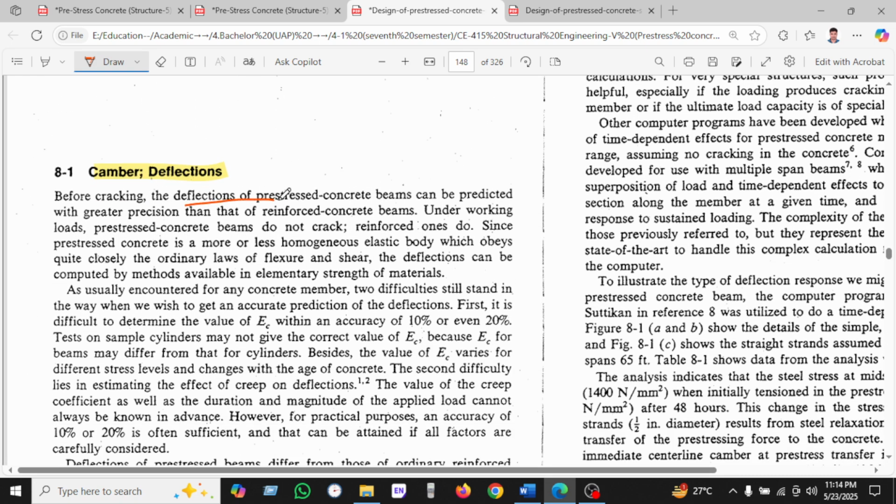Before cracking, the deflection of a prestressed concrete beam can be predicted with greater precision. Under working load, the prestressed concrete beam does not crack, while reinforced ones do. Since prestressed concrete is more or less a homogeneous elastic body, which obeys quite closely the ordinary laws of flexure and shear, the deflection can be computed by the methods of elementary strength of materials.